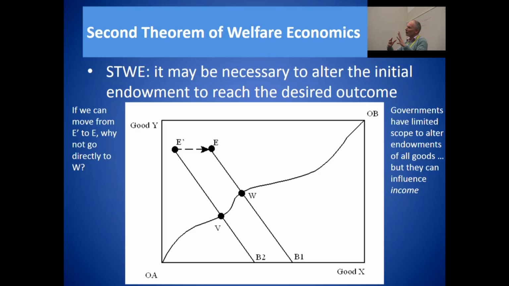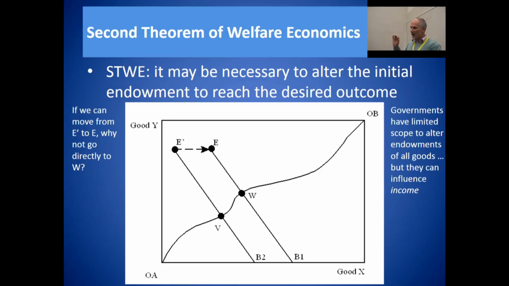Well, in this two-good setup, which is sort of good X and good Y, it's easy enough to think about reallocating the goods. But let's think what happens in a real-world economy. Are there just two goods? There are hundreds of thousands, there are millions of goods that consumers will have in their endowments. And it's wholly impossible for governments to influence all of them.